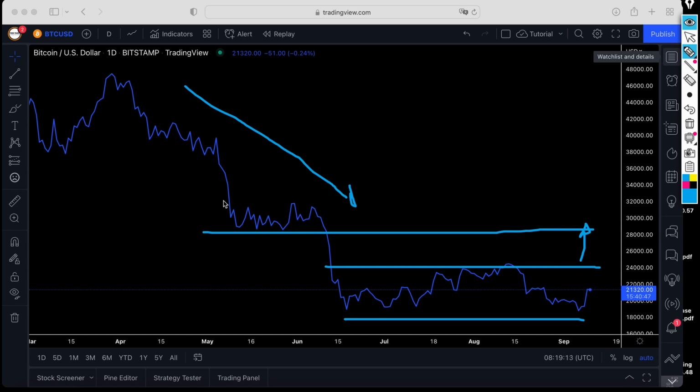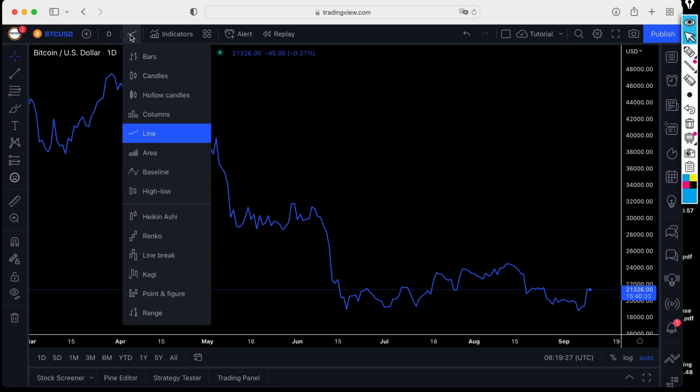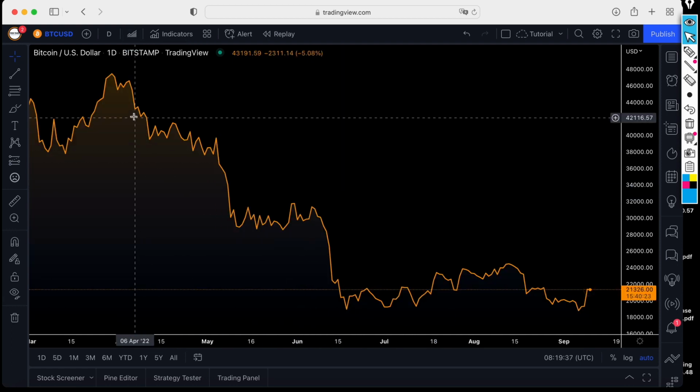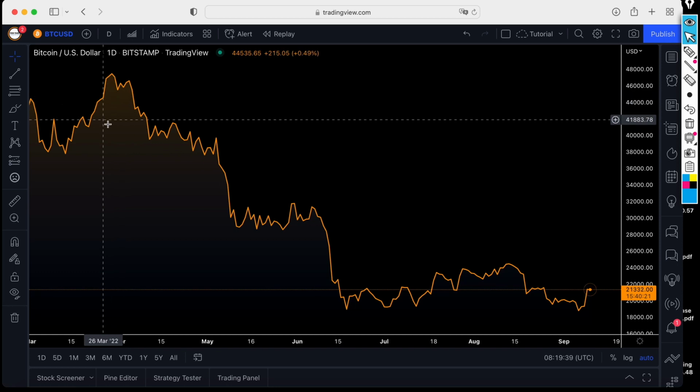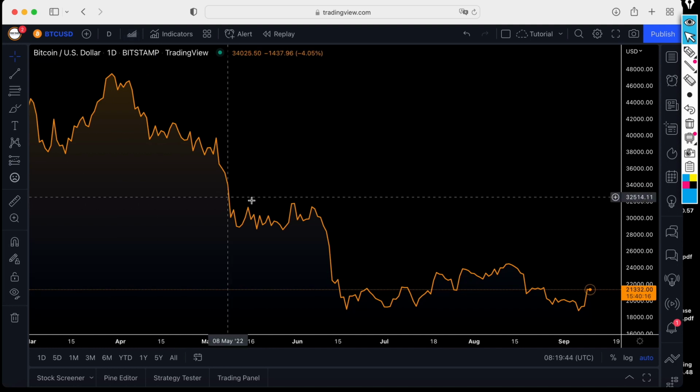In my case, I don't use the line chart unless maybe I'm publishing an idea on TradingView. I either prefer to use the line chart or I prefer to use the area chart. The chart options, you change it here next to the time frame. When you click here, you can see all the different chart styles that you can find on TradingView. The default one is the line chart. The area chart is similar to the line chart, except that you can see it has a bit of shade in there so that you can see where the price is at. It's another one that I use whenever I'm publishing ideas on TradingView.